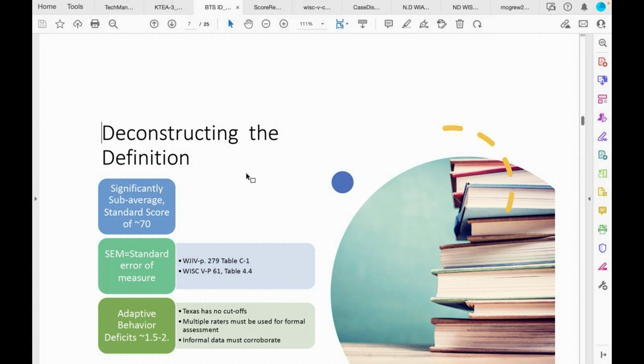Some states will have a cutoff. Some states will say that for adaptive behavior to be a deficit, it is 1.5 standard deviations from the mean. Now hear me loud and clear: Texas does not have this. Several states do have that, though. They define what a deficit is, and they talk about a standard deviation and a half, which is about 22 points. So a 77. Consider the standard error of measurement and the confidence intervals with the 77, but Texas does not have a cutoff.